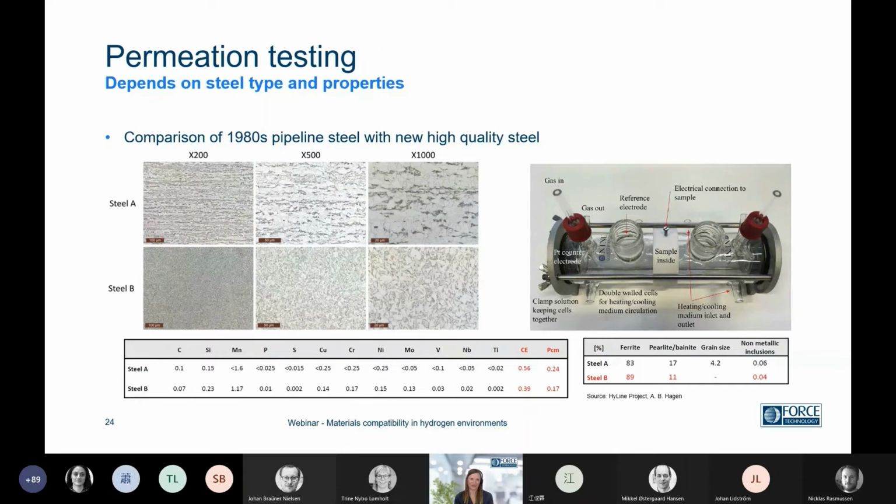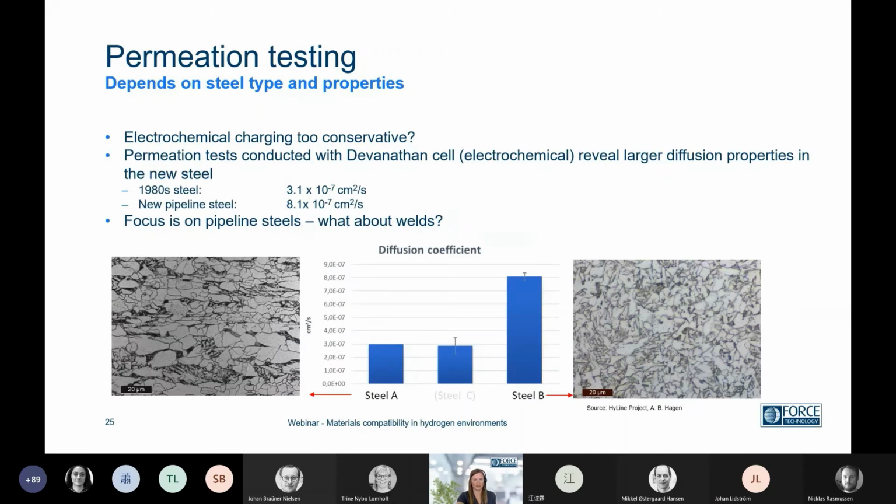This is just a presentation of another study where they compared the 1980s pipeline steel with the new best practice steel. We have steel B, which is the new one, with very small grain size and little defects, and permeation testing was performed in this cell. It's a standardized Devanathan cell that we also work with, where you have an electrolyte to measure the diffusion coefficient.